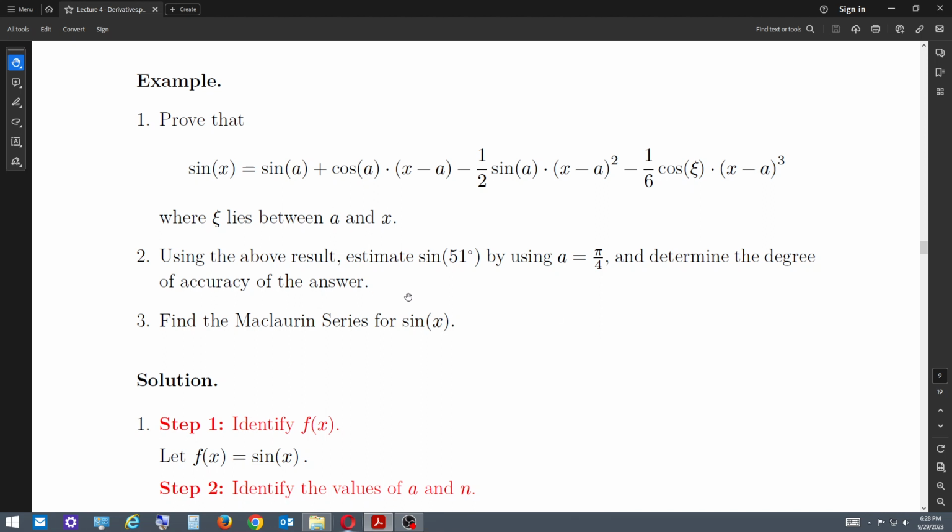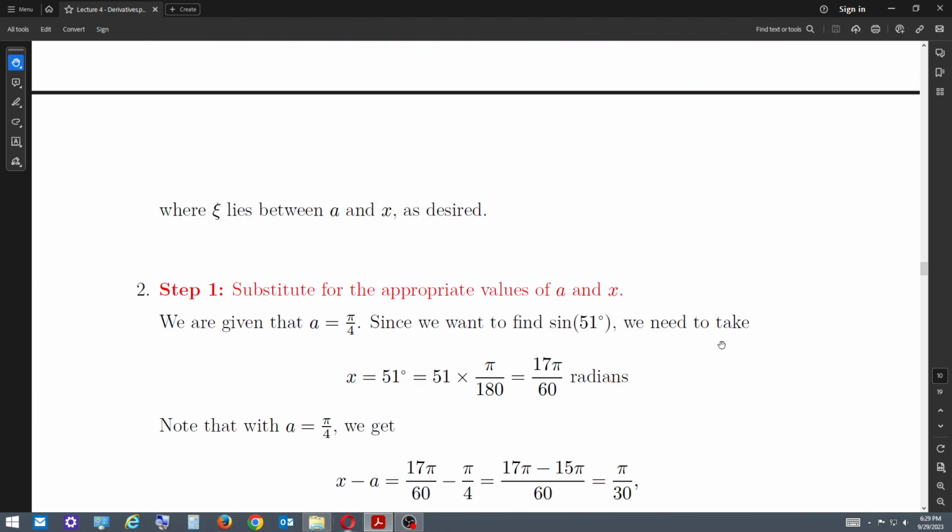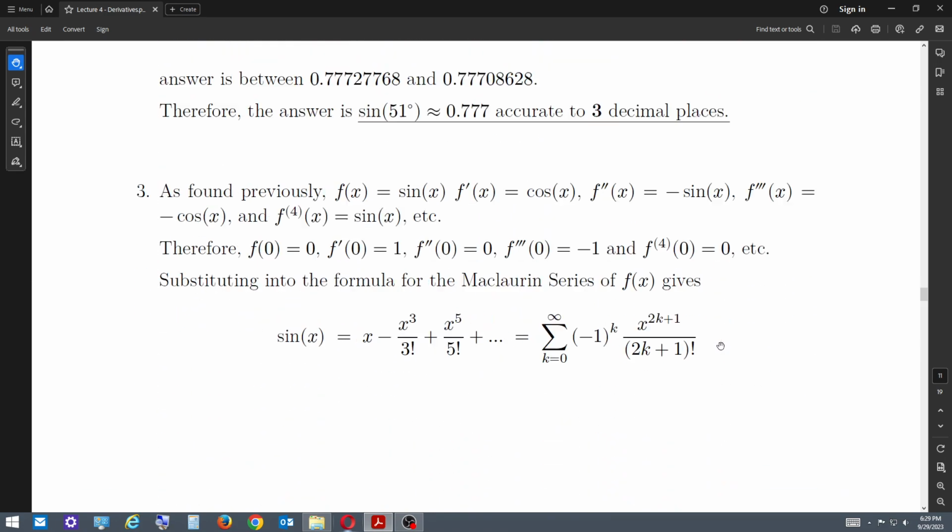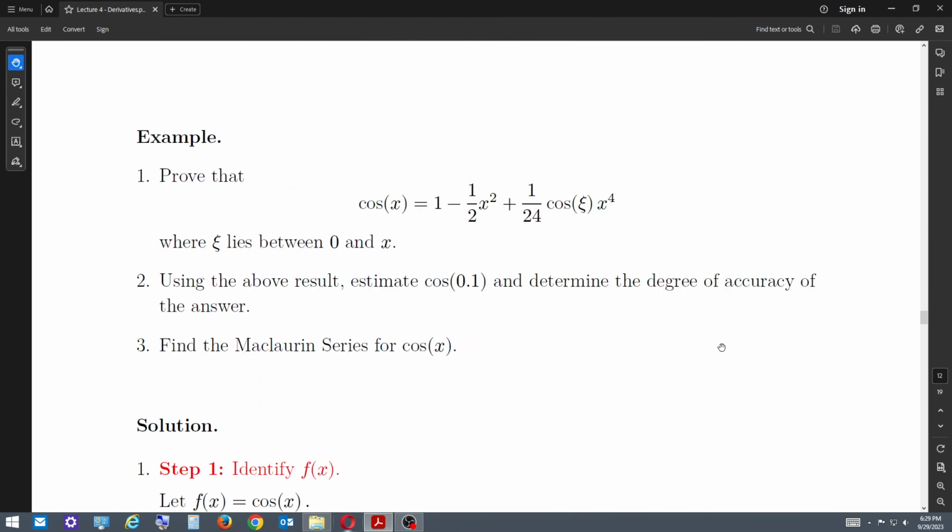Now I'm actually going to skip this example, go on ahead, we'll do the second example and then come back to this, because this one is a little trickier to explain. This one here is much more straightforward.